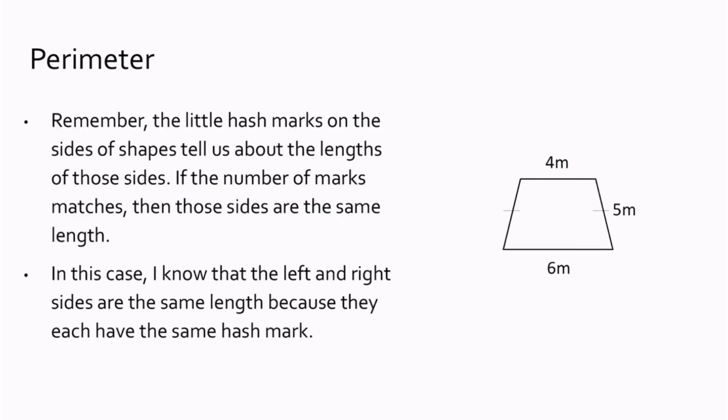Now we remember from last week that these little hash marks on the sides tell us that these two sides are the same, which means if I just have 5 meters written here, but I don't have it here, I know that they're the same because they both have one hash mark. So you'll see some things this week like this where we don't actually see all of the measurements, but we can use the other tools that we've been given to figure out what that other side would be.